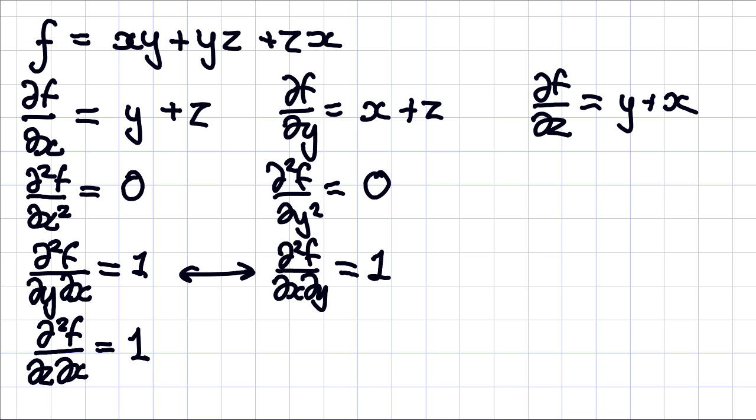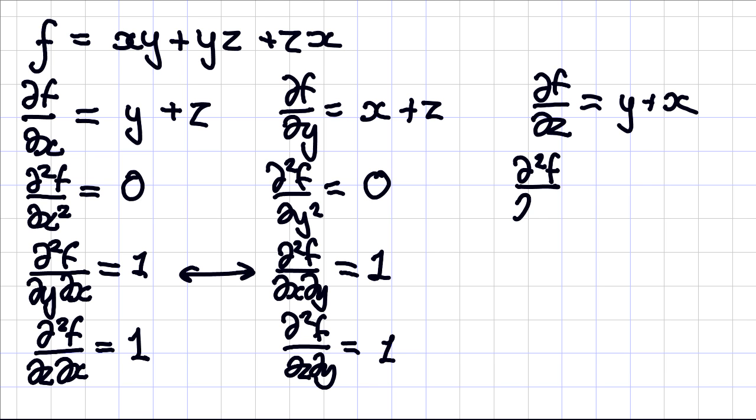Next we consider d2f dz dy. Here we pick up a 0 from the first term, because we're treating x as a constant, but we get a 1 from the second term. Now we can think about the second derivatives based on df dz. That's starting with d2f dz squared. There are no z's in df dz, so that's 0.